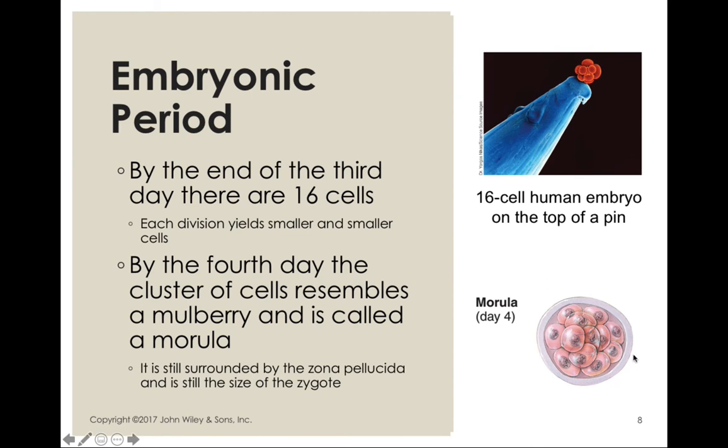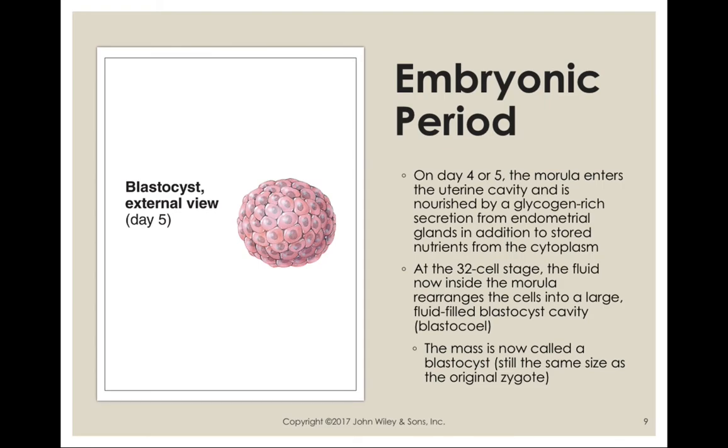Now, I did forget to mention this just a second ago, so I will just note that the 16-cell zygote is actually shown here at the head of a pin. You'll remember that this is exactly the same size as the 1-cell stage zygote, and that's going to be one of the largest cells in the entire human body. Now, we've made our way to day 4, and we're in the current stage of the 32-cell morula.